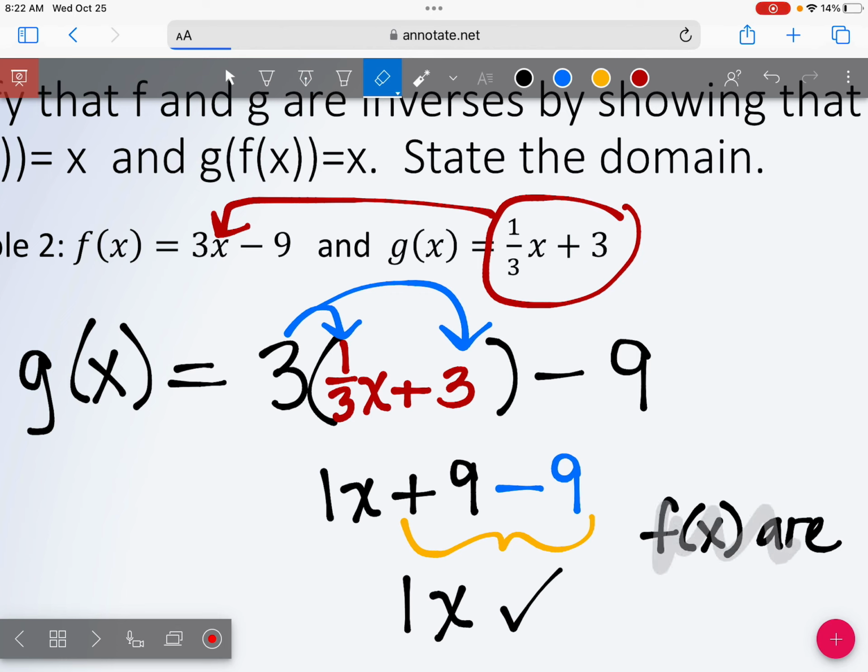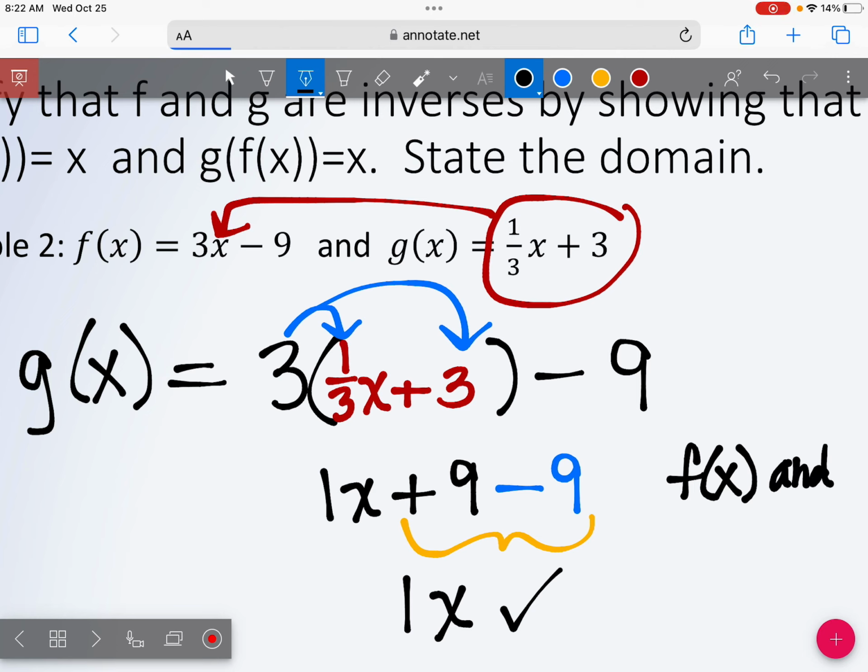My hand was not writing as fast as my mouth. I was saying f of x and g of x are inverses. And when you do your test, you don't have to do both. You can do g of f or you can do f of g. But either way, you have to show me that it is going to equal x.